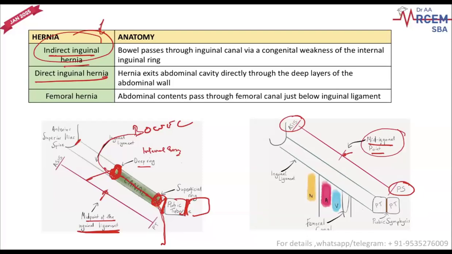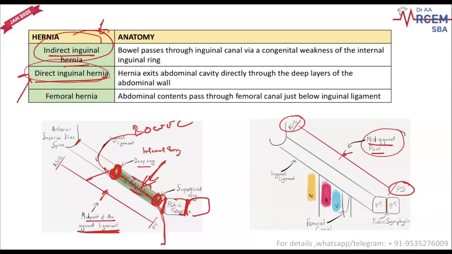This is known as indirect inguinal hernia. In a direct inguinal hernia, what happens? Directly, it comes off from the posterior wall of the canal. It bulges out from the posterior wall of the canal. Okay, and that doesn't distend downwards into your scrotum. That you need to remember.